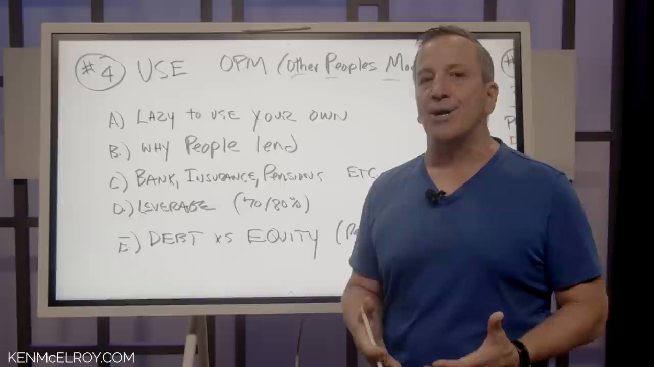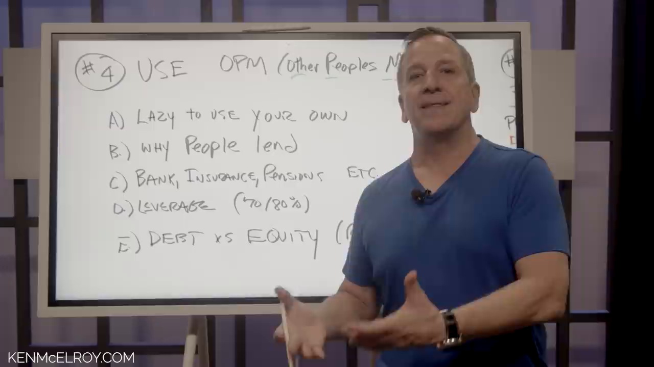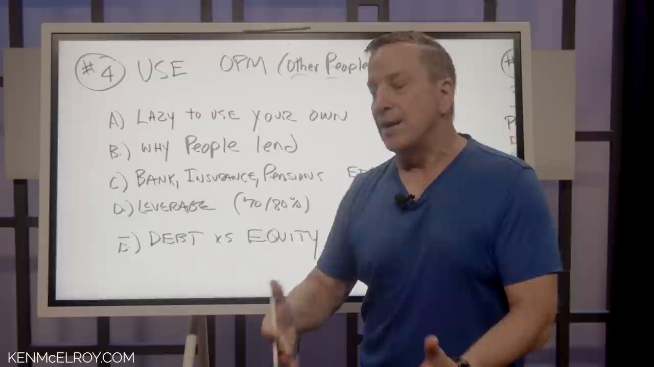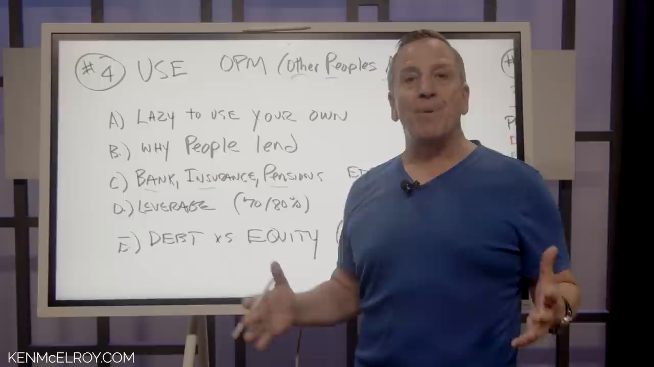The second piece is you got to understand why people lend. People lend money because people park money in things like banks. They park money in things like pensions. They park money in things like insurance policies. In order for those things to be able to generate some kind of return, they have to lend it out. And that's why, as a real estate investor, I get money from banks. I get money from insurance companies. I get money from pensions. That's why they lend.